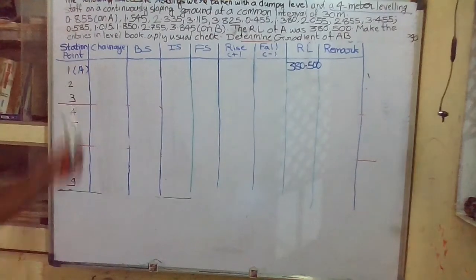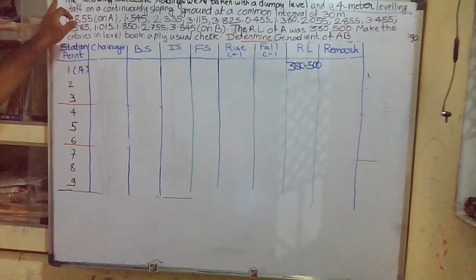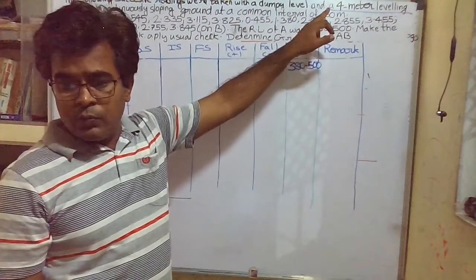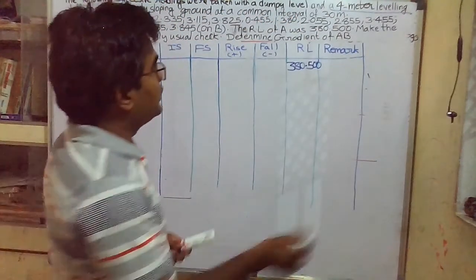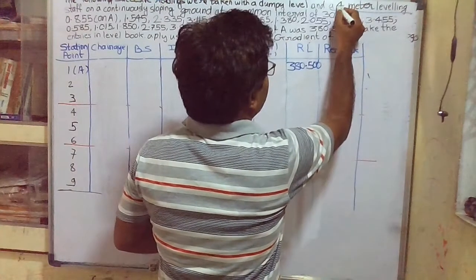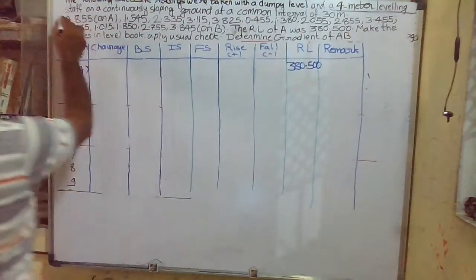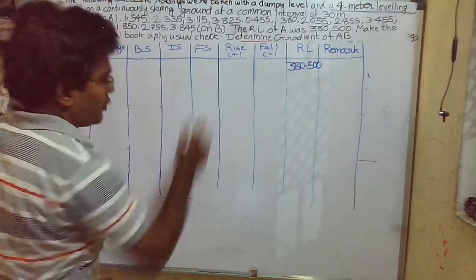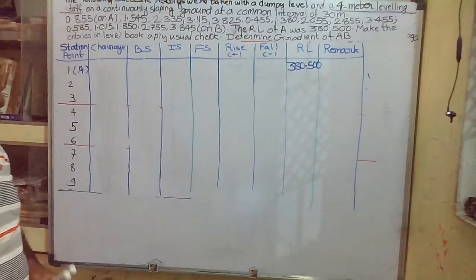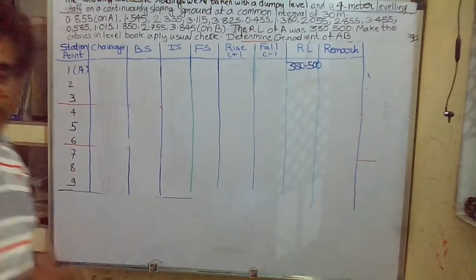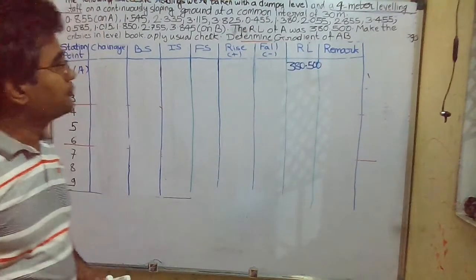We'll see some different type of problem. Here it is given that the following successive readings were taken with a dumpy level and a 4-meter staff. The readings were taken with a 4-meter leveling staff on a continuously sloping ground, at a common interval of 30 meter. Means reading is taken after each 30 meter.